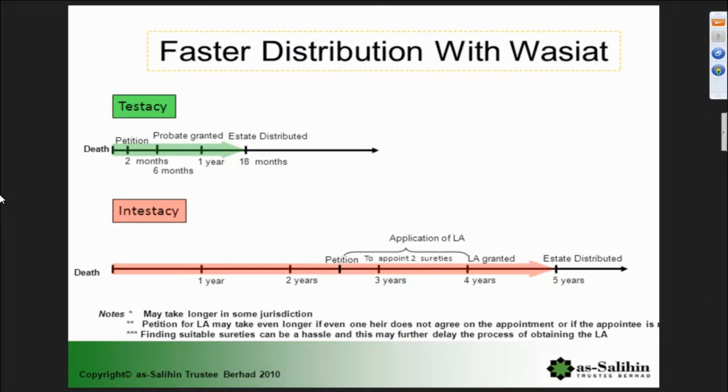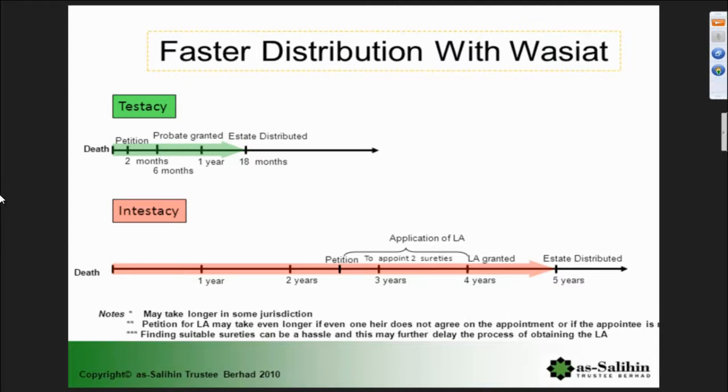if the assets of the estate consist only of movable property, of course the distribution will be faster, because once we obtain the probate, we can get the assets from the respective institution, and upon settlement of all debts, we can make distribution. But if there are immovables, generally the process of distribution will be longer.